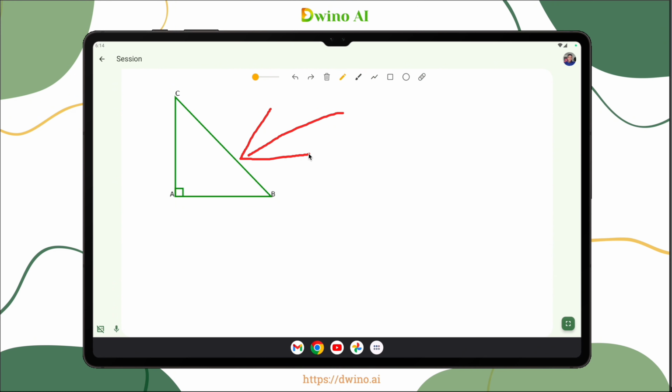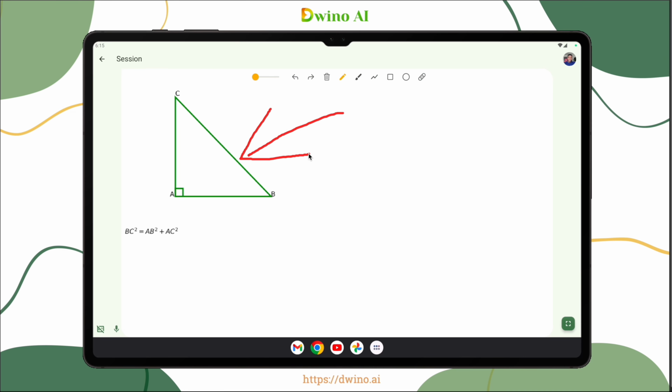The Pythagorean theorem states that in a right-angled triangle, the square of the length of the hypotenuse is equal to the sum of the squares of the lengths of the other two sides. This equation says that BC squared equals AB squared plus AC squared. To find the length of the hypotenuse, you need to know the lengths of the other two sides.